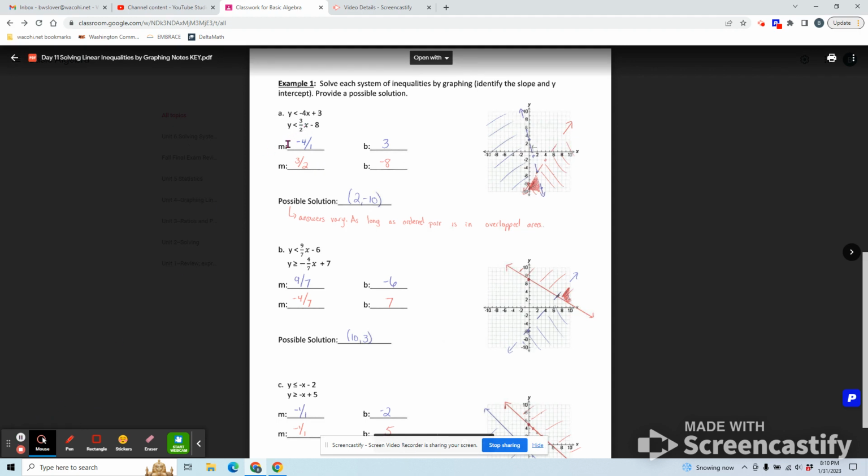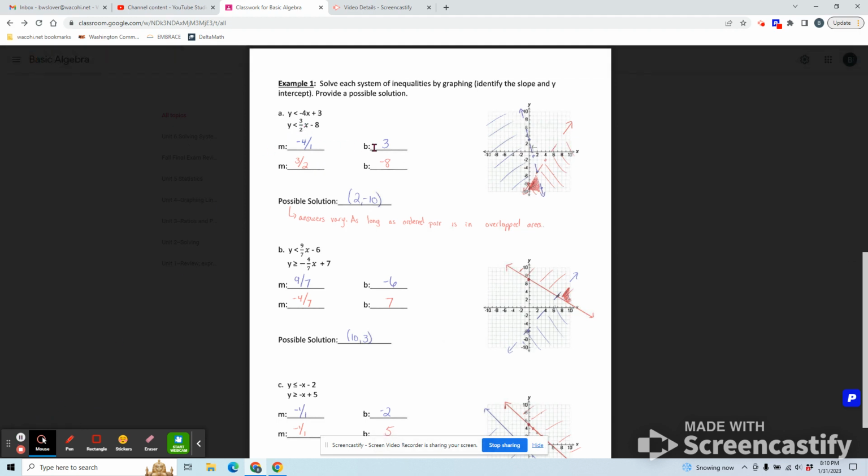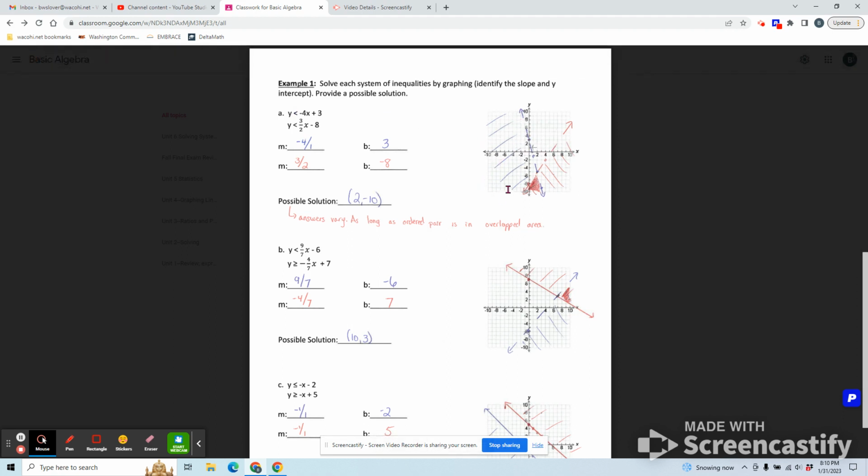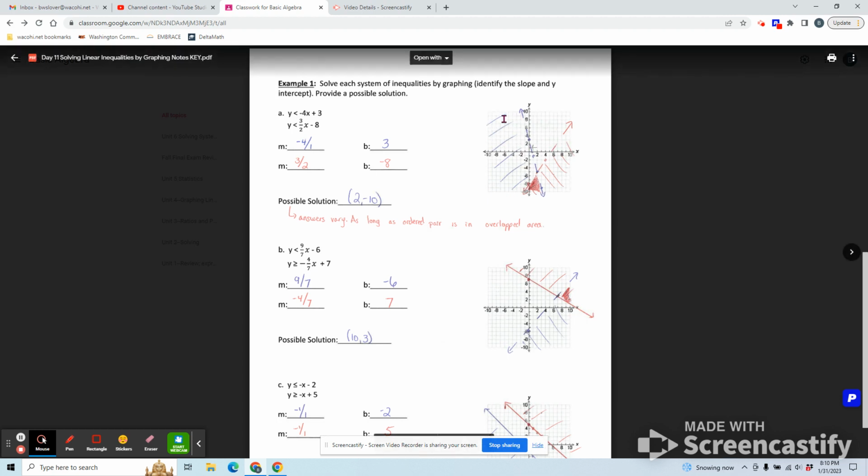I would suggest that you graph one of the lines first. So I start at 3, I go down 4 over 1, down 4 over 1, and draw a dashed or dotted line because it says less than, and I would suggest shading right away. It says less than, so I'm going to shade below, to smaller numbers. Notice when I shaded, I didn't have to color everything in. I just put a few marks. That's all you need for right now.